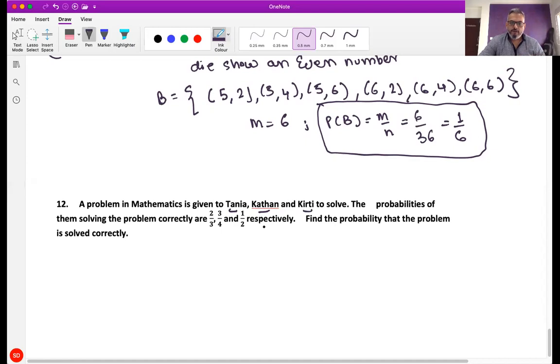So here we will use law of addition of probability, because at least one person has to solve the problem so that the problem is solved correctly. So let's start writing.